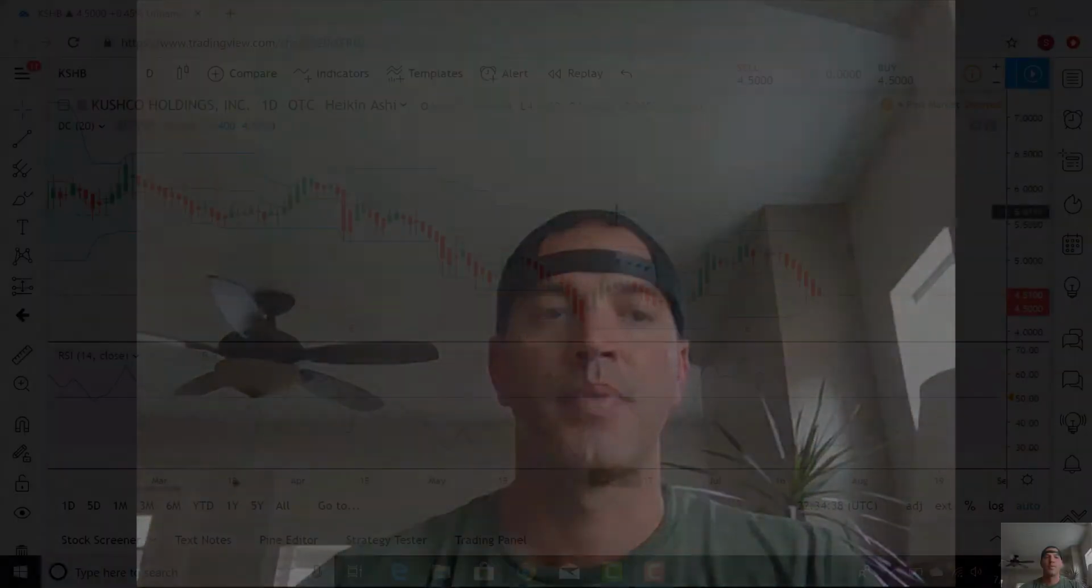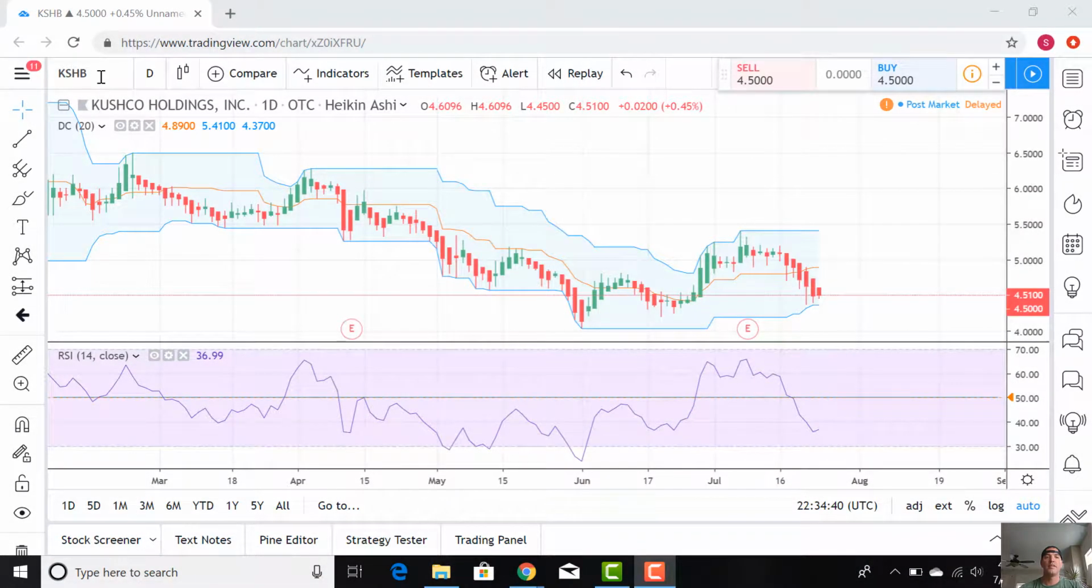Let's jump over now. So you can see KSHB is the ticker we're looking at on the OTC. KushCo Holdings, again using our Heikin-Ashi. And this week we're using one old friend and one new indicator that I want to teach you, both based on price chart movements. So down below in the purple, you'll see the RSI, Relative Strength Index. This, as we know, reflects price changes. Everything above 70 is overbought, everything below 30 is oversold. So we get a quick measurement there.